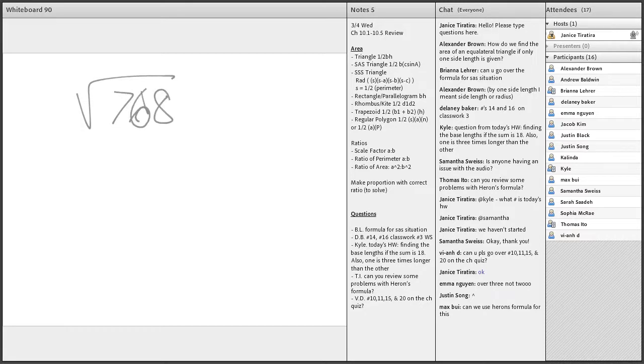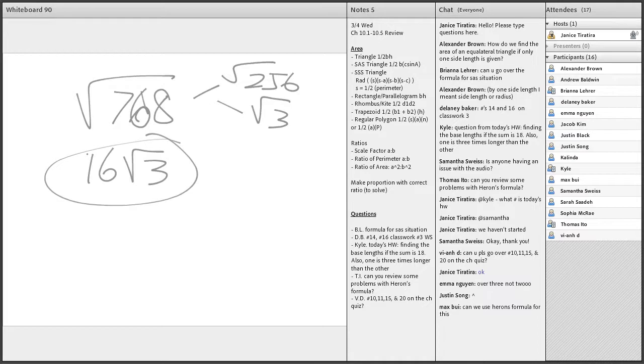And I think we could simplify it. I know it's very large, but let's see. So this could be simplified to 16 rad 3. How amazing is that? So you could do, this is rad 256 and rad 3, and that simplifies to 16 rad 3. So yes, Max, we could do it with Heron's formula.